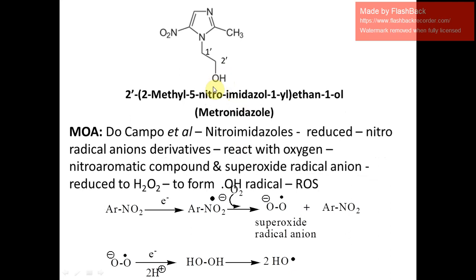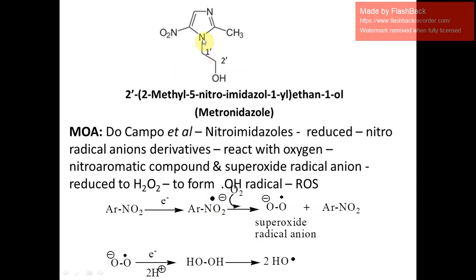This is one example of the IUPAC name of metronidazole. If you see, R1 and R2 are substituted here: CH2CH2OH, and the other substitution is CH3. It is drawn in a somewhat different manner than that which was drawn previously. But just pay attention.